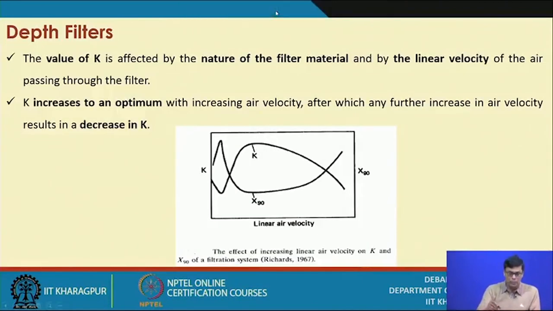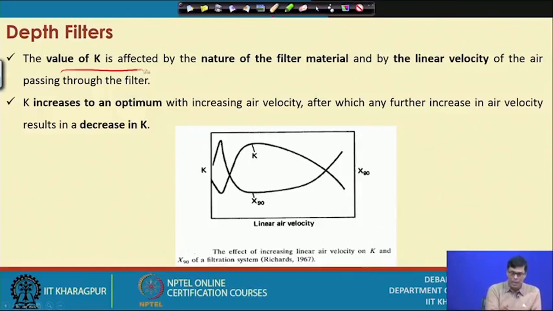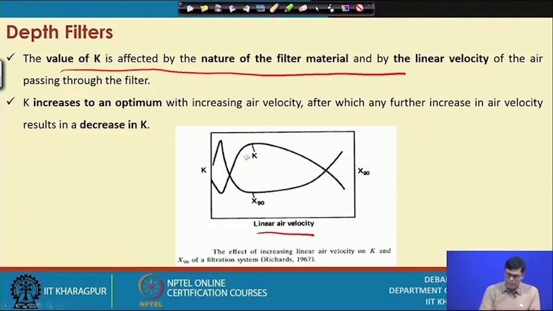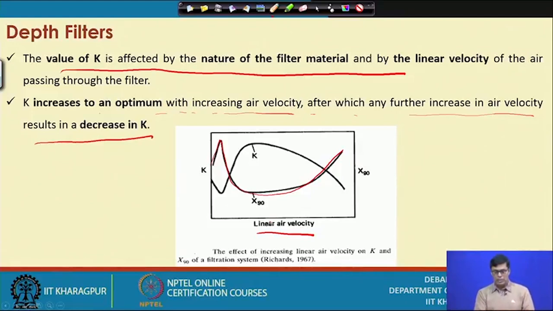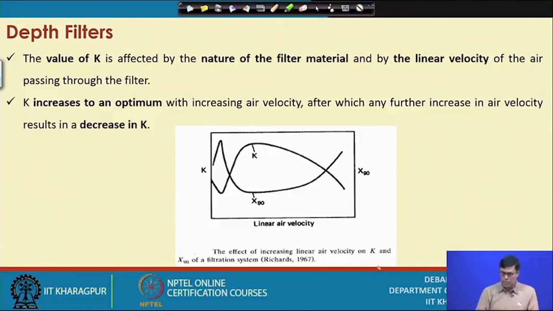Now, this is the kind of correlation that we have. The k value is affected by the nature of the filter material. So, this is the linear velocity and this is the k value. Your k value, if you look at this, first increases and then decreases like this, am I right? And the x90 value will decrease, then increase like this. The k increases to an optimum with an increase of air flow rate, after which further increase results in a decrease of the k value. That has been observed: it increases and then it decreases. So, this is the kind of scenario that we have in case of air filters.